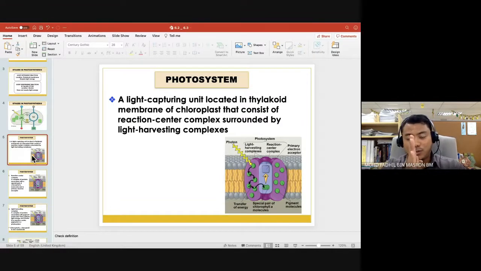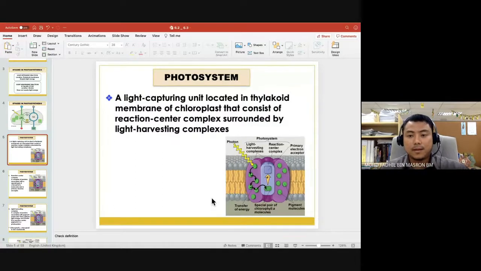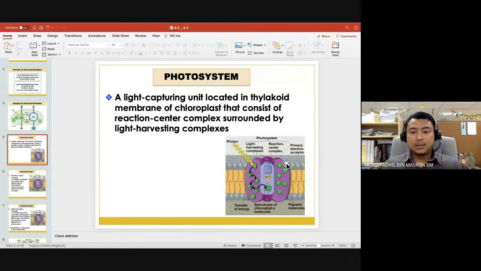Photosystem. Okay, photosystem, if you can refer to this diagram, saya besarkan sikit. It is this purple structure here. All of this consisting of purple structure over here. So you can see the label over there, photosystem. So photosystem consists of many of these components. Ada banyak components ni.